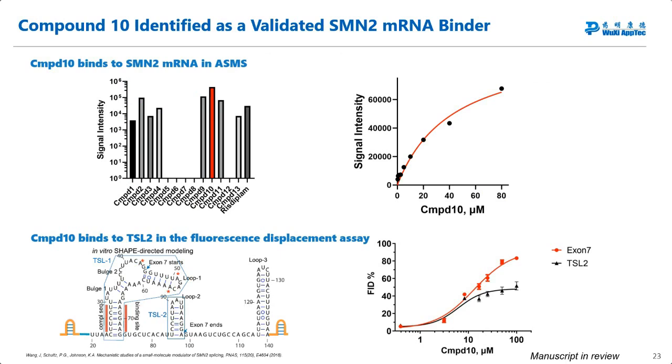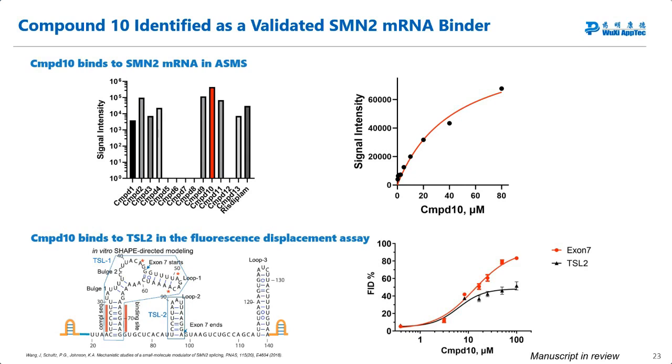Here is the ASMS data showing 13 off-DNA resynthesized compounds were assayed against SMN2, and risdiplam was pooled together as a control. Our data demonstrate that 8 out of 13 compounds bind to SMN2, where compound 10, highlighted in red color, shows the highest retention. We repeated compound 10 ASMS at different compound concentrations. The binding was reconfirmed in a dose-dependent manner, and from this plot, Kd can be estimated to be at 2-digit micromolar.